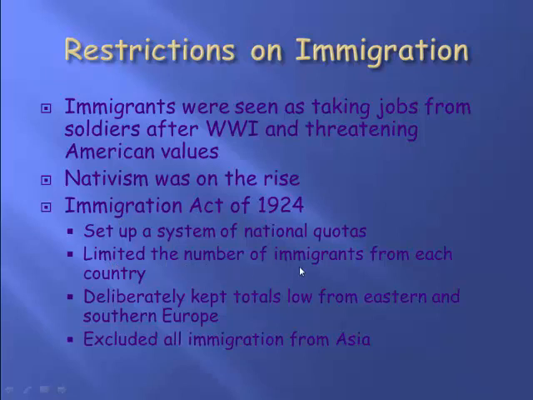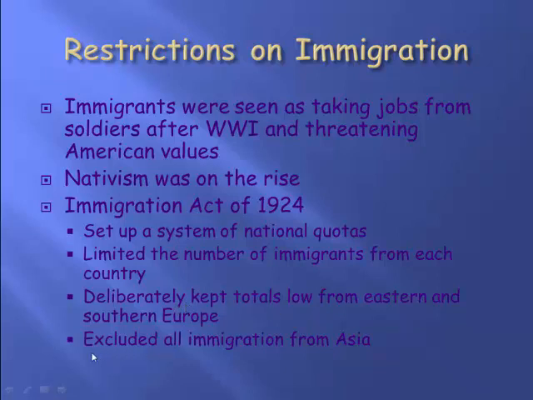Limited the number of immigrants from each country. The numbers for each country were deliberately set really low for those countries we were worried about, in terms of who they were sending or who was coming. So really it's going to be from Eastern and Southern Europe, countries like Greece and Italy and Poland and Russia. And we're going to try to keep those numbers really low.